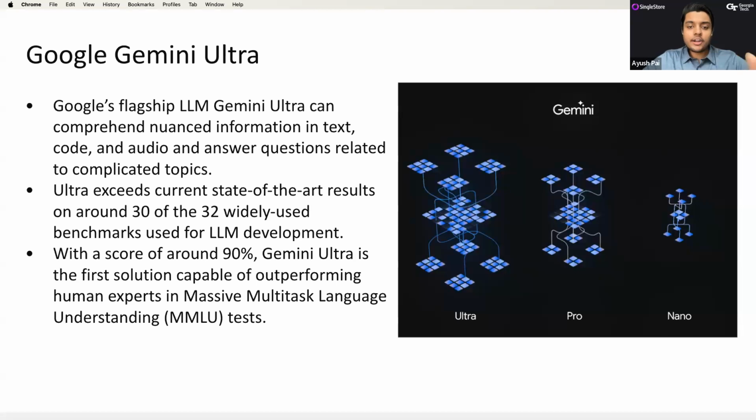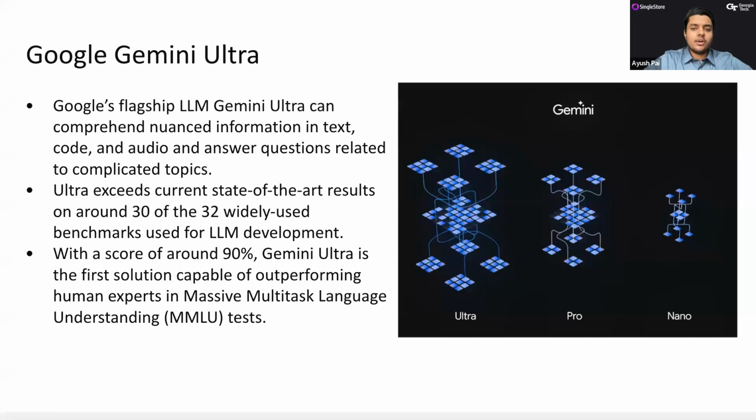So the final version, Gemini Ultra, is the flagship model that has been released by Google, and it's making a lot of waves in AI circles today. It's really its ability to comprehend complex information across text, code, and audio that makes Gemini Ultra the zenith of Google LLM technology.